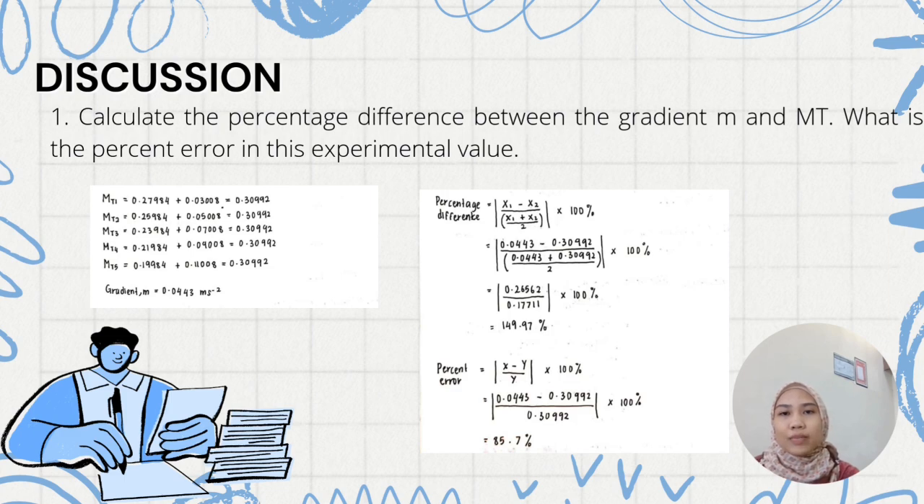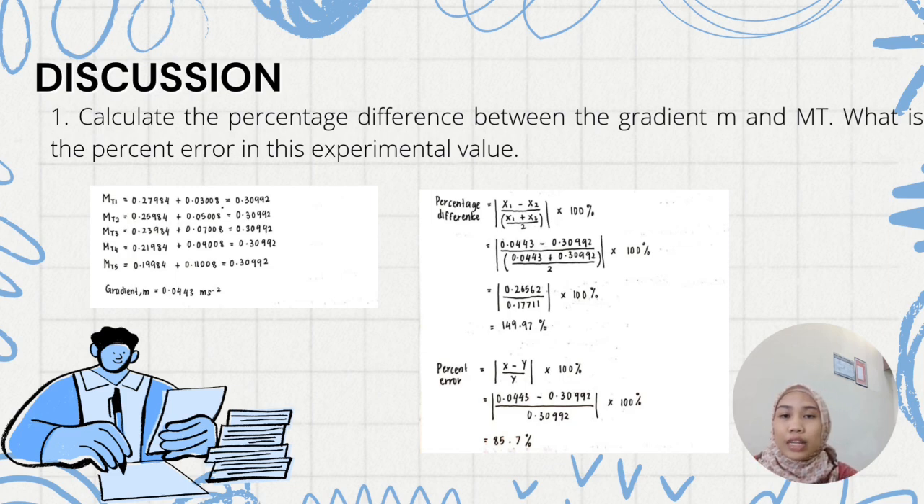First, we need to calculate the percentage difference between the gradient m and mt. What is the percent error in this experimental value? First, we need to find the mt value. Seeing the mt value for all the data is similar, that is the one calculation for percentage difference and percent error. So gradient m we got 0.0443 meter per second square.